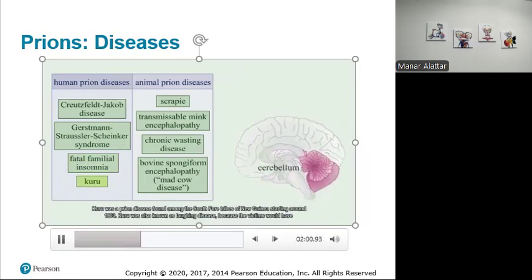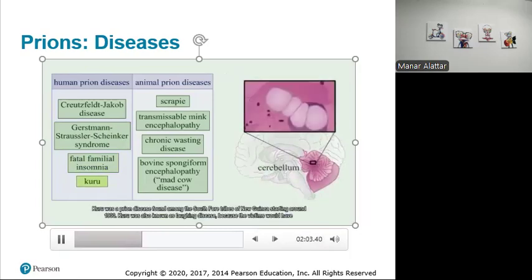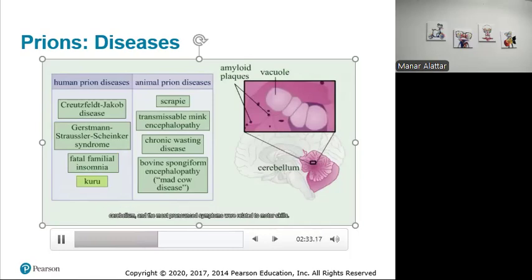Kuru was a prion disease found among the South Fore tribes of New Guinea starting around 1900. Kuru was also known as laughing disease because the victims would have uncontrollable laughing fits as their symptoms progressed. Kuru was found to be transmitted by brain matter of diseased relatives, which was handled and eaten during mourning rituals. When cannibalism was outlawed in the region in the late 1950s, the disease sharply declined, and cases of Kuru have since vanished. Kuru mostly affected the cerebellum, and the most pronounced symptoms were related to motor skills.